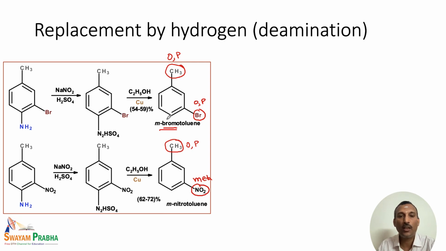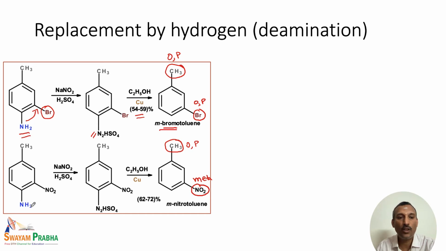These compounds can be easily prepared using the diazonium salt. How do we prepare this one? In this case, the starting material is the amino derivative, which can easily be prepared. Once we introduce the bromine, we can convert this amino group to the diazonium salt, and this diazonium salt can be replaced by the hydrogen atom by treatment with ethanol and copper. Here we get around 60% yield. This directly gives the required meta-bromotoluene product.